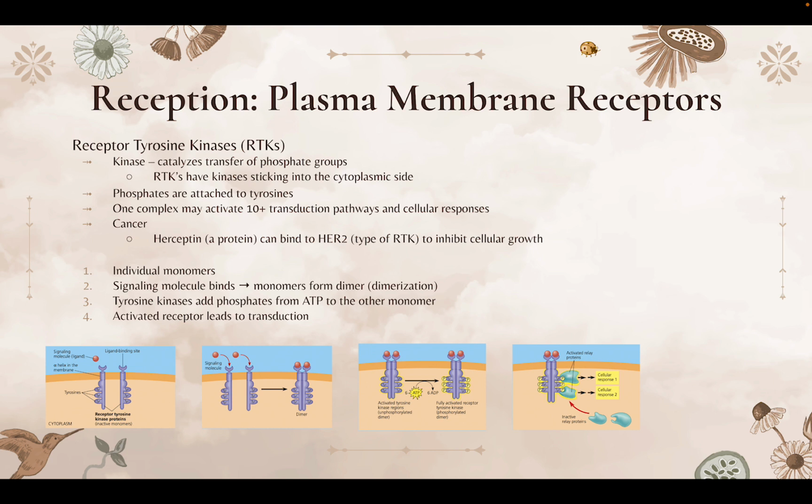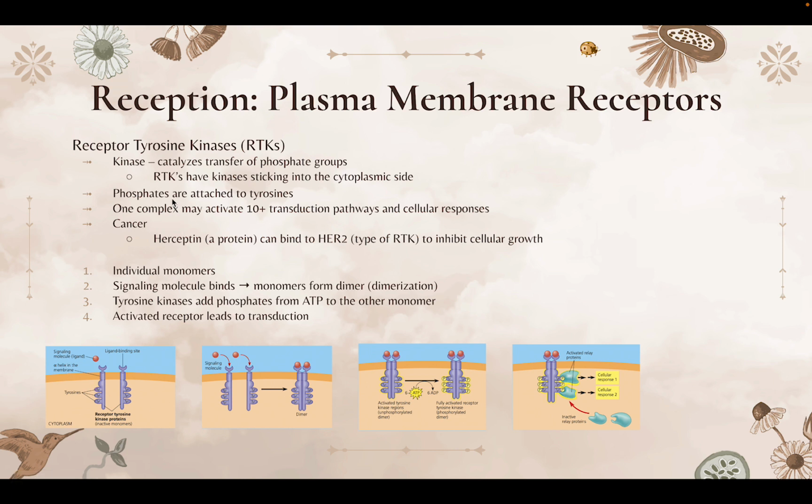So our RTKs, they have the kinases sticking out into the cytoplasmic side. So it's this area that looks kind of knobby. And you've got some tyrosines here, and these are the available spots where you can phosphorylate these RTKs. You'll notice that in this case it's tyrosine, but in general, the amino acids that are commonly phosphorylated are serine, tyrosine, and threonine. So that's just something interesting to keep in mind.